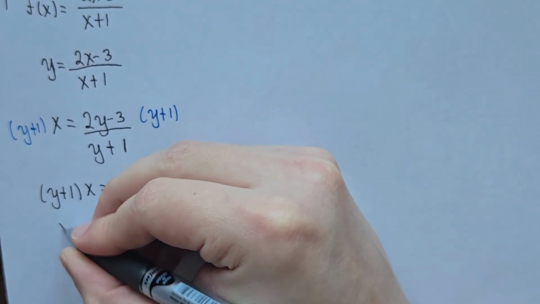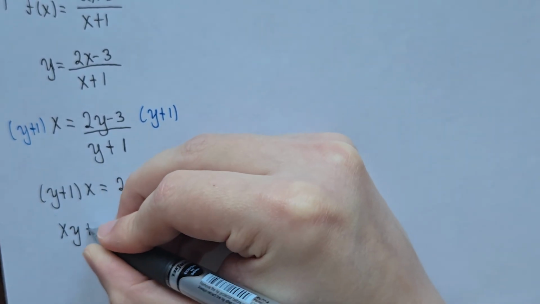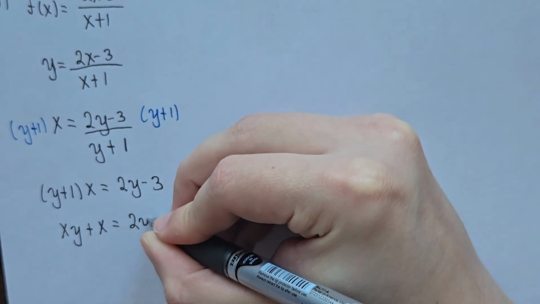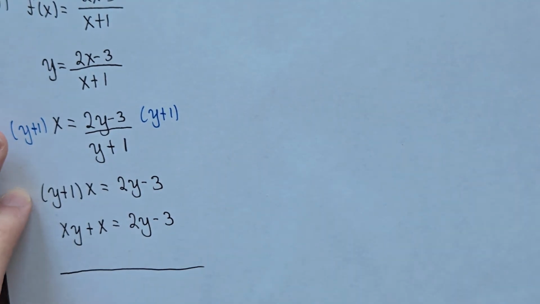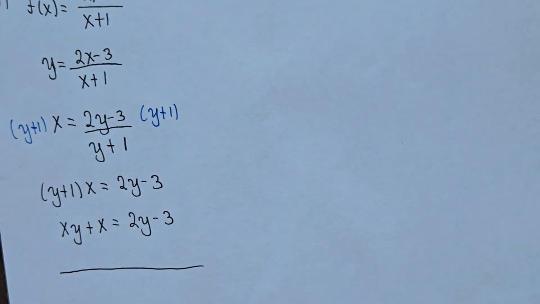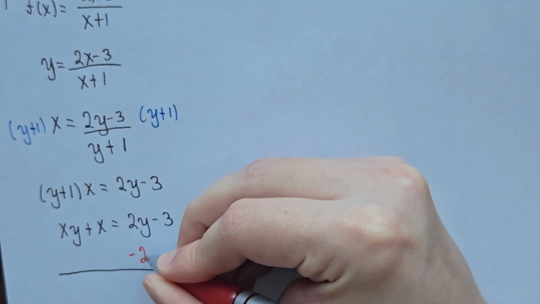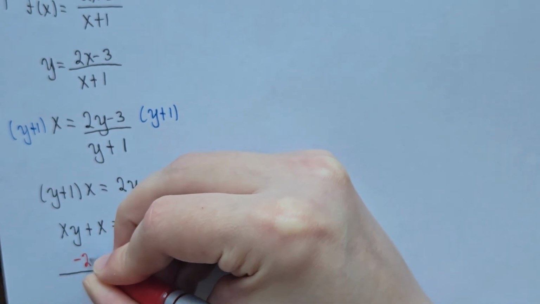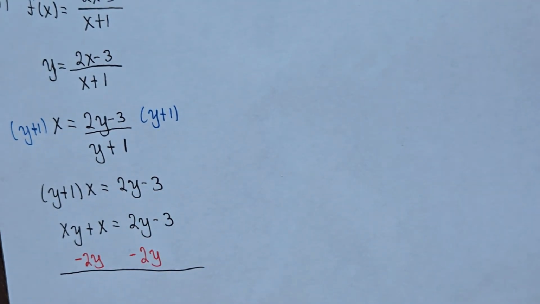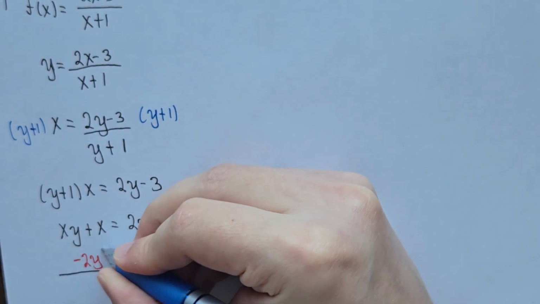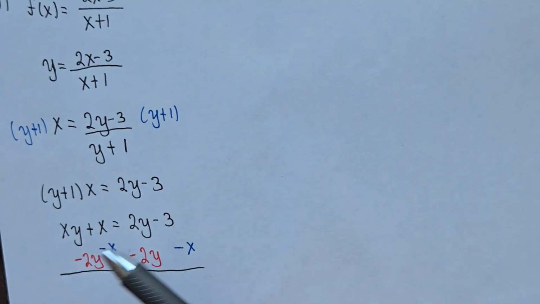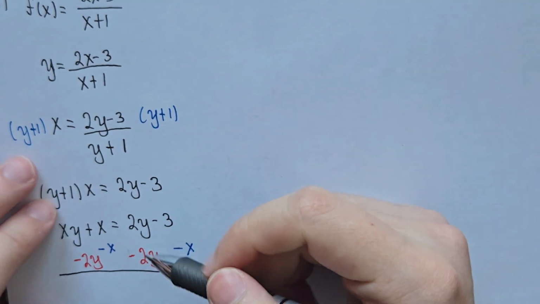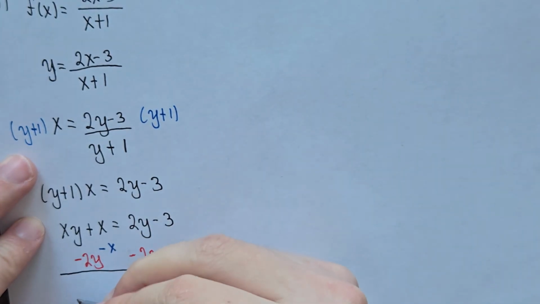I'll distribute this x into the parentheses, and I'll have xy plus x is equal to 2y minus 3. Now I'm going to do a couple of things in this step. I want to get all of my y's on one side and all of my x's on one side. So on the right-hand side, I'll go ahead and subtract 2y, which means I also have to subtract 2y on the left-hand side. And on the left-hand side, I don't want this x, I want all my y's over here, so I'll subtract x on both sides as well. So I've done two steps, the red step and the blue step. And on the next line, I'm just going to carry out the consequences of that.